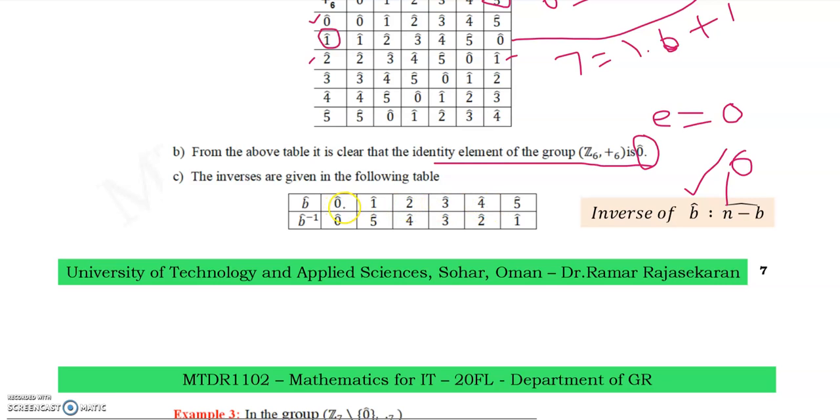See, you take b as 0, then what is the inverse? That is n minus 0. So n minus 0 is n, that is equal to 0. So you are writing here the inverse. Okay, you apply this rule, you can write the inverse directly.